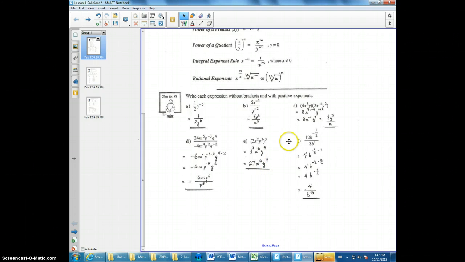And lastly, F. 12b to the negative 1/2 divided by 3b to the power of 1. So first off, we go, what's 12 divided by 3? Well, that is 4. And then we have negative 1 half, minus 1. Negative a half minus 1 is, as we've seen already in trigonometry as we involve fractions, negative 3 over 2. Now the negative tells me it goes in the denominator with a positive exponent. So we end up with 4 over b to the power of 3 over 2.